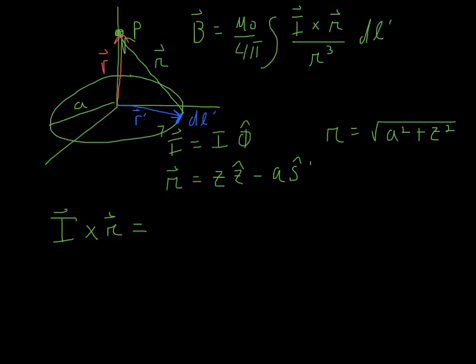So you'll see down here, I is in the phi hat direction, and it's I cross r script. The first component is going to be I phi hat cross z hat, right? And all that is going to be plus a I phi hat cross minus a s hat.